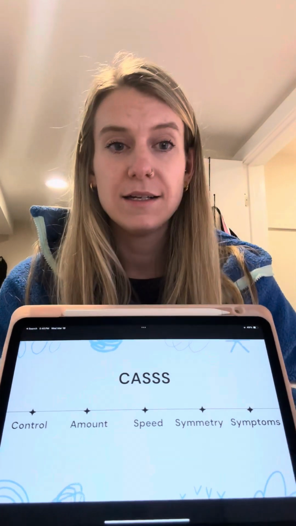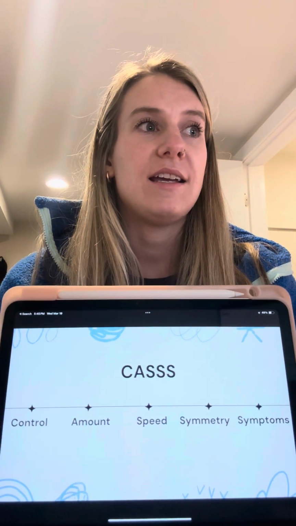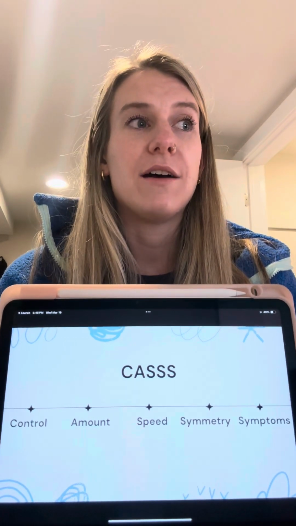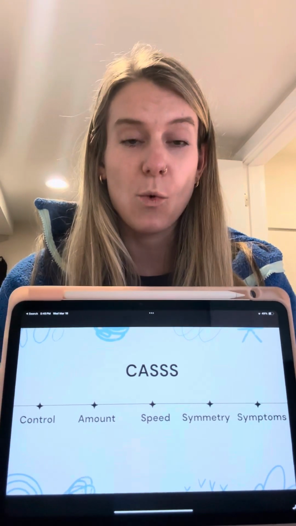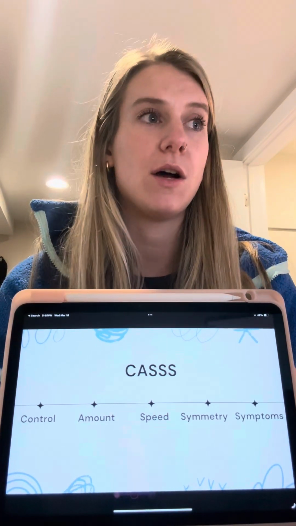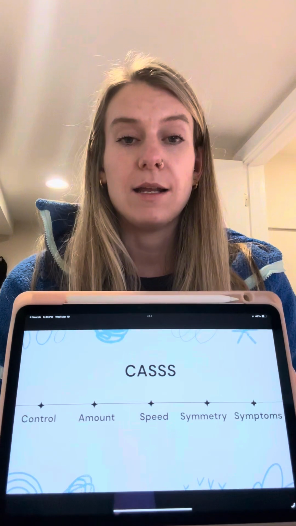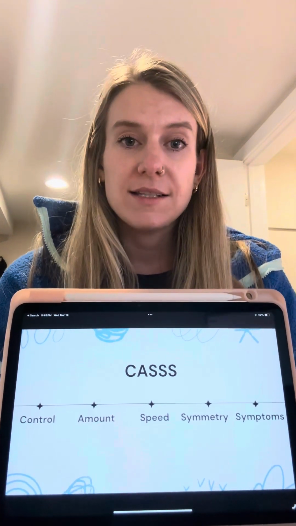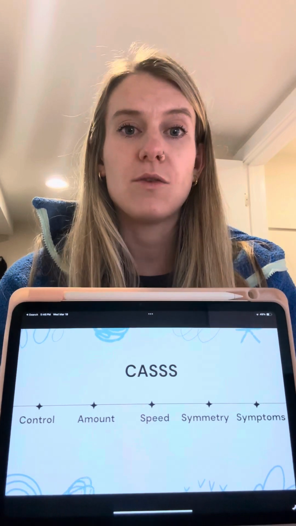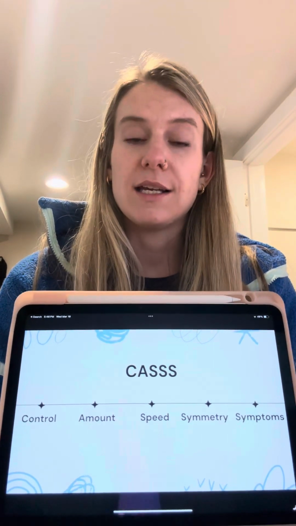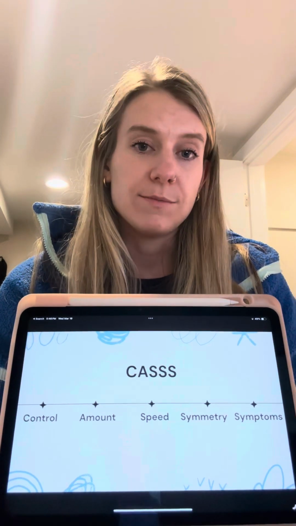For speed, the total time of both the heel toe walk and placing one foot in front of the other was diminished. So diminished speed in both of these. And then symmetry, a slight asymmetry on the right side. And then symptoms, it was reproducing his kinesiophobia when I asked him to close his eyes.